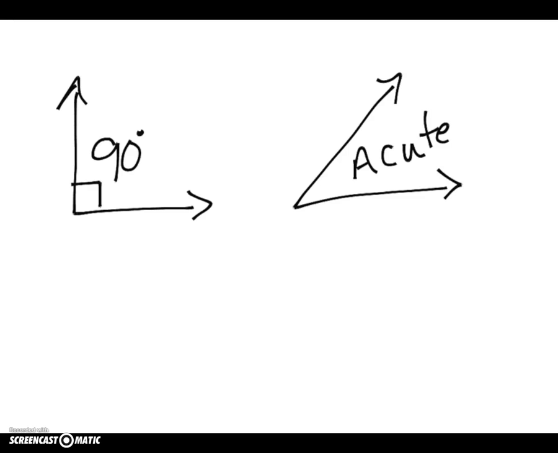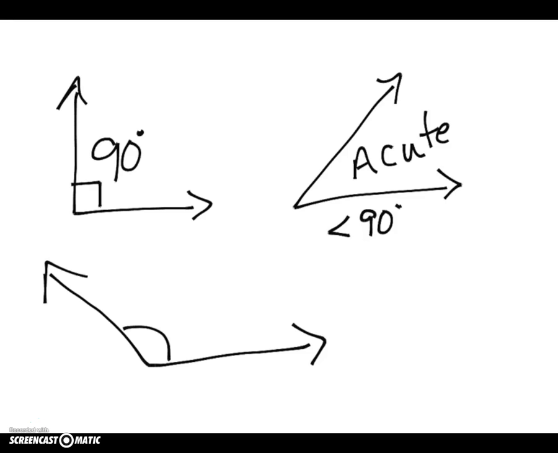And this is less than 90 degrees. Anything bigger than 90 degrees, so that starts at 90.1. Anything larger than 90 degrees would be an obtuse angle. And I'll put a degree measurement right up here, sorry. Greater than 90 degrees.